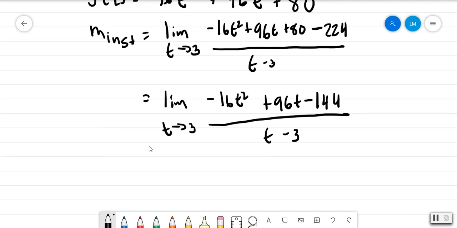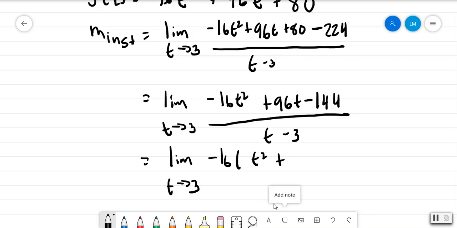Okay, so this is going to give you that the limit as t approaches 3 is negative 16 times t squared minus 6t. Then what is 144 divided by 16? I think it's like 8 or 9. Okay, so 9. So that's going to be plus 9.